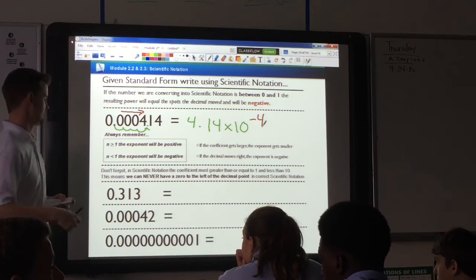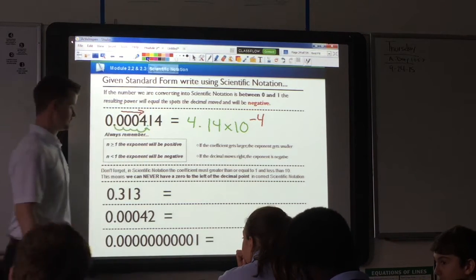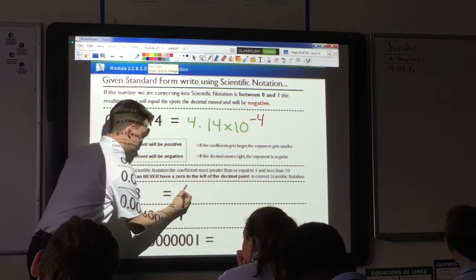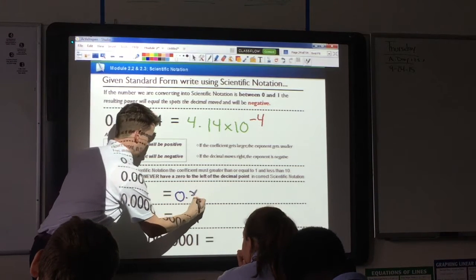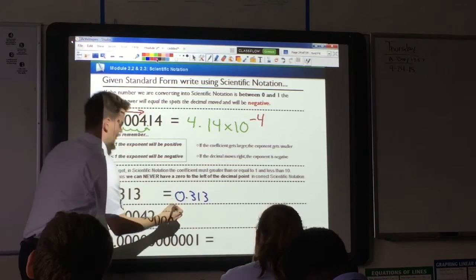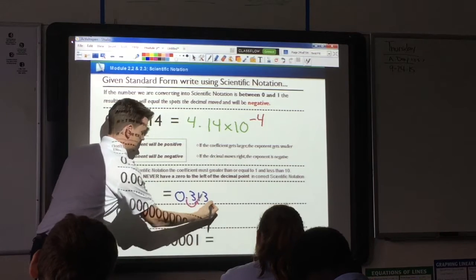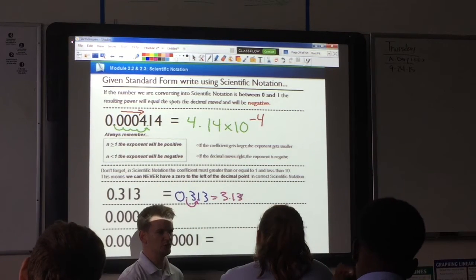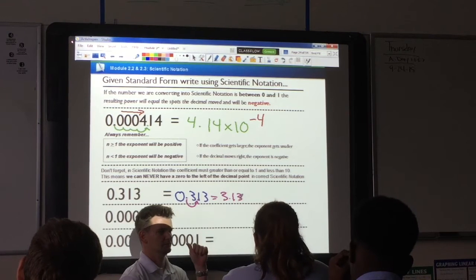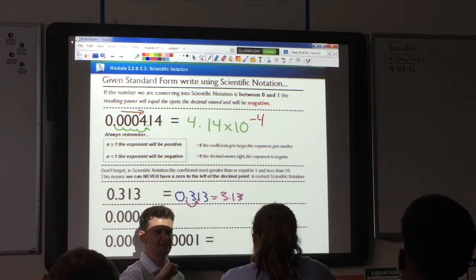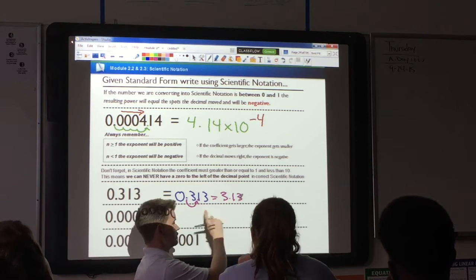Nicholas. We want to turn this into scientific notation. So we're going to write this out. 0.313. Which way do you have to move the decimal? To the right. How many times? One time. You move it one time. Let's see. Is this a good coefficient? Yes. 3.13. Is it greater than or equal to 1? Yes. Is it less than 10? Yes. So it's a good coefficient.